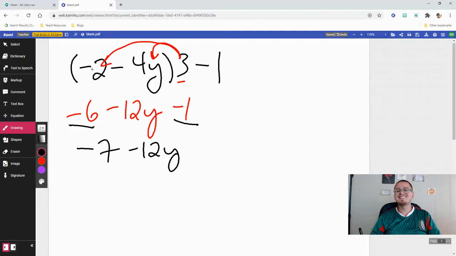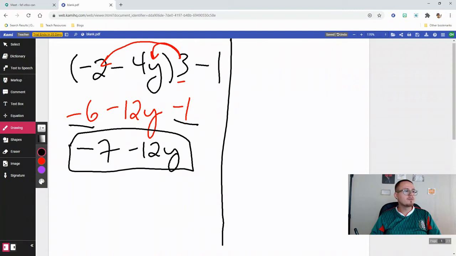Bars. Been in quarantine for a while, guys. Bear with my jokes. Boom, done. Two terms. -7 is your constant. -12 is your coefficient. You have a y term right there. Boom, boom. Hopefully you're doing okay by now.